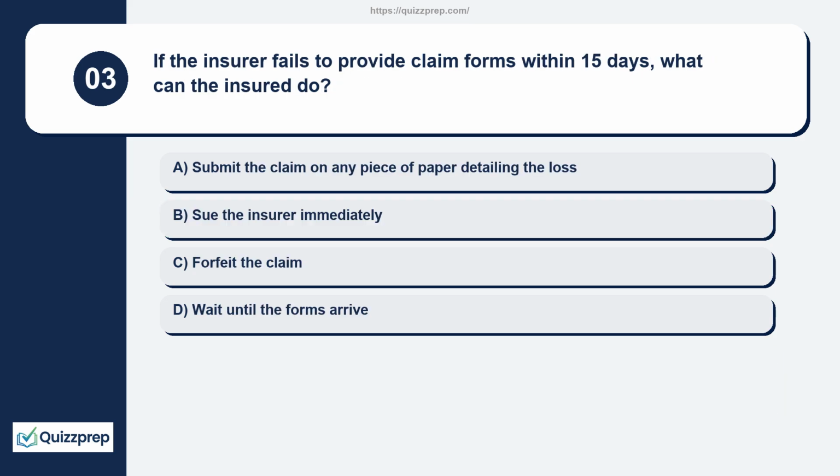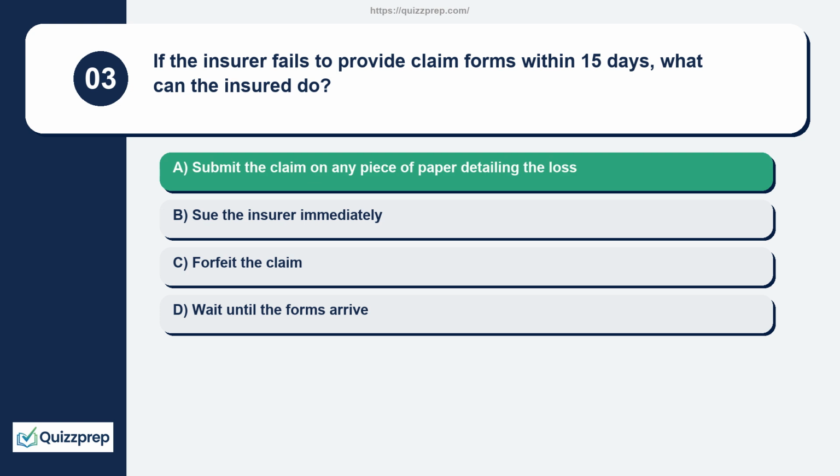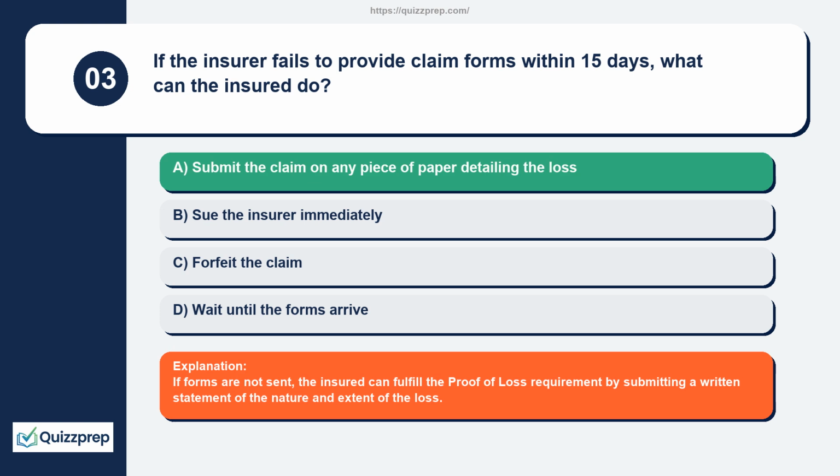Question 3. If the insurer fails to provide claim forms within 15 days, what can the insured do? Submit the claim on any piece of paper detailing the loss. Sue the insurer immediately. Forfeit the claim. Wait until the forms arrive. If forms are not sent, the insured can fulfill the proof of loss requirement by submitting a written statement of the nature and extent of the loss.